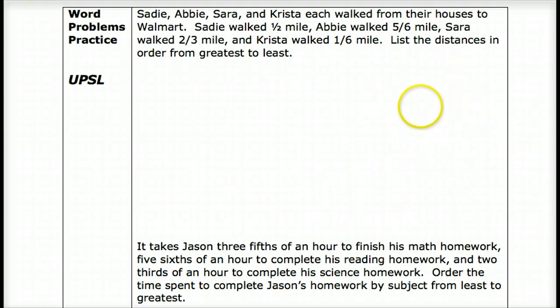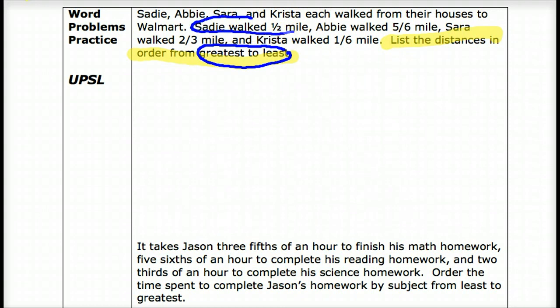So we know that this problem is asking us to list the distances in order from greatest to least. So knowing that, our key phrase here is greatest to least. We want our biggest number first. We notice that Sadie walked 1/2 of a mile. Abby walked 5/6 of a mile. Sarah walked 2/3 of a mile. And Krista walked 1/6 of a mile.